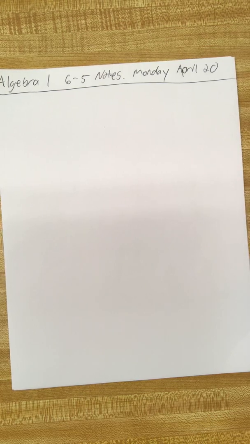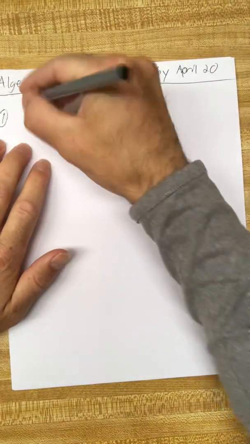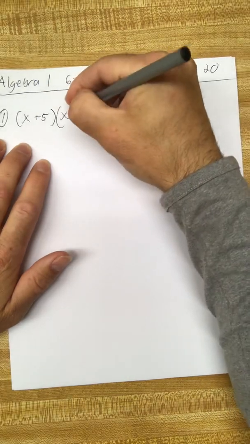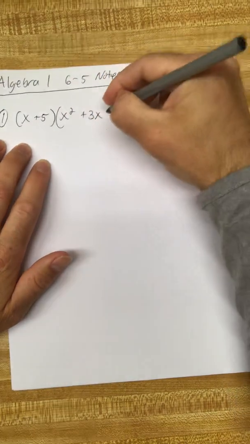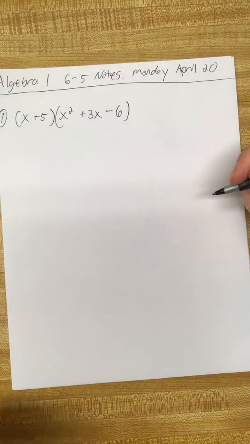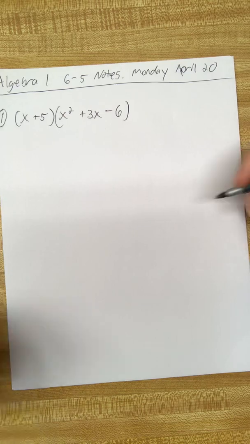So last week we were working on doing a binomial times a binomial. Today and tomorrow we're going to work on multiplying a binomial times a trinomial. So it's the same idea that we've been doing. You're going to get something like this, like x plus 5 times x squared plus 3x minus 6. Okay, and last week we were talking about just a distributive property problem. It's the same idea here.